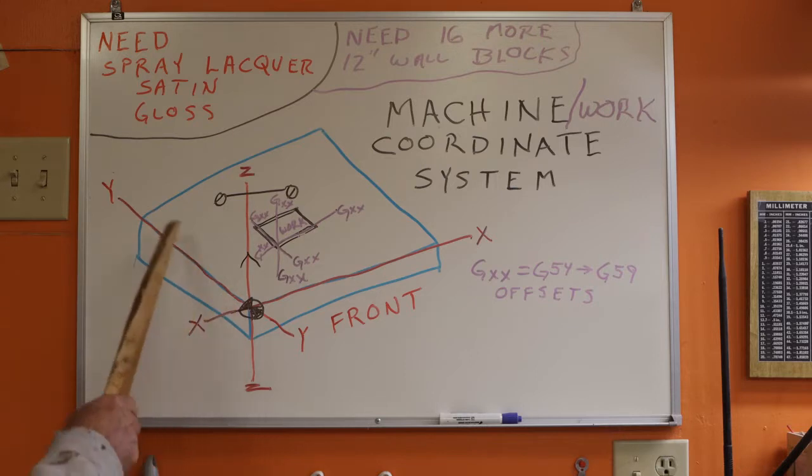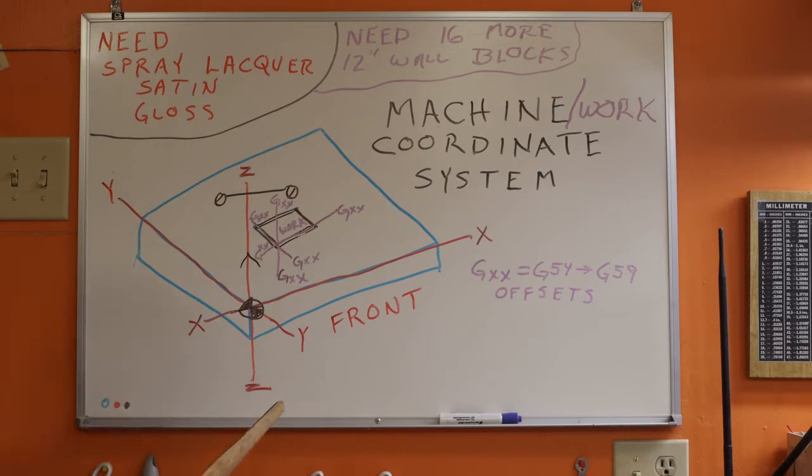The machine coordinate system, you don't set that all the time. You set that once. If you don't have limit switches in the machine and you set that up, you only set that up one time. You don't set it up anymore. It just stays right there. And then the work coordinate system, you set that every single time you put something on the machine bed. You have to set that up.